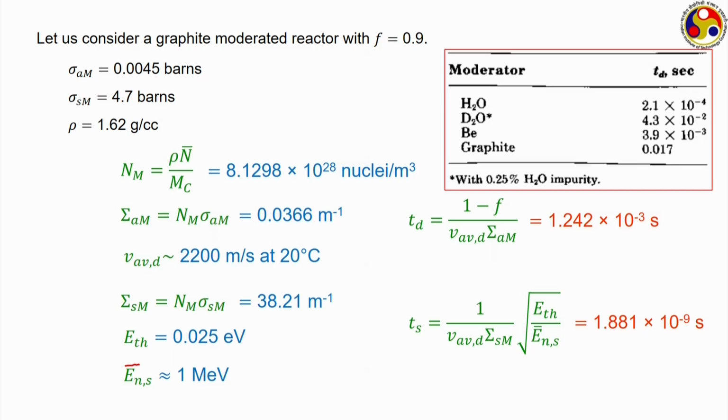So, between this diffusion time and scattering time there is a very large difference. While the diffusion time is of the order of only 10 to the minus 3 second, the scattering time is of the order of 10 to the minus 9 second. And therefore, for a thermal reactor at least, the prompt neutron lifetime is considered to be equal to the diffusion time only. The scattering time can safely be neglected.